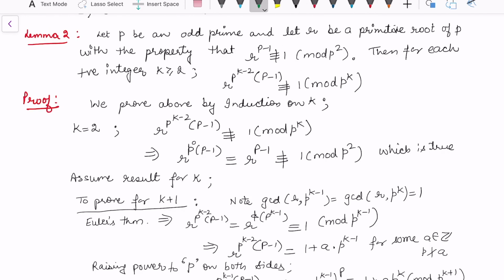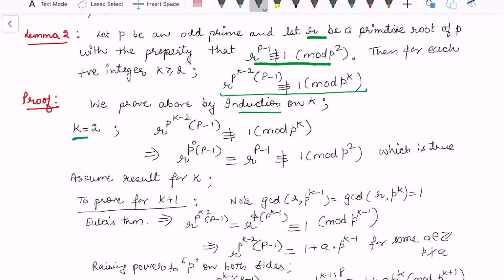Now we prove lemma 2. Let p be an odd prime and let r be a primitive root of p with the property r raised to power p minus 1 is not congruent to 1 modulo p square. Then for each positive integer k greater than or equal to 2, this congruence also is true. To do that, we follow exactly similar arguments as we did in lemma 1 and the other cases. So we want to prove it again by induction on k.